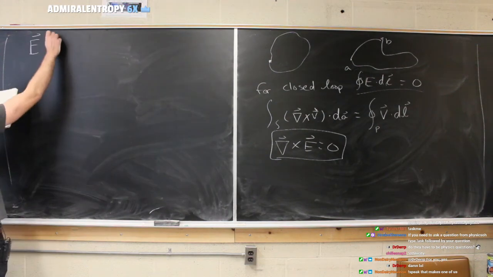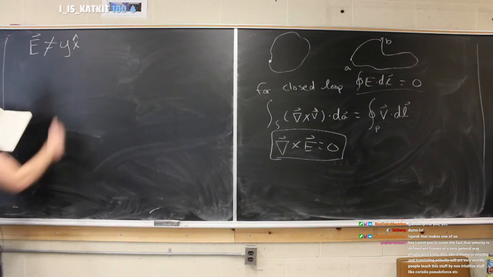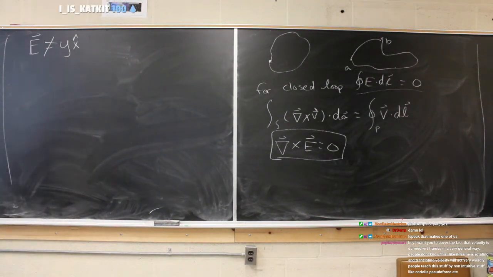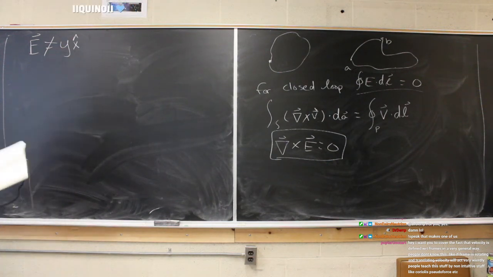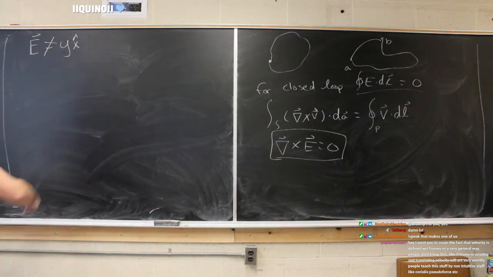The curl result shows us something interesting, right? Namely that the electric field cannot be something like this. It cannot change with a variable in a direction other than itself. Why? Well, because the curl is not going to be 0 for that function. The curl is going to have some real value.